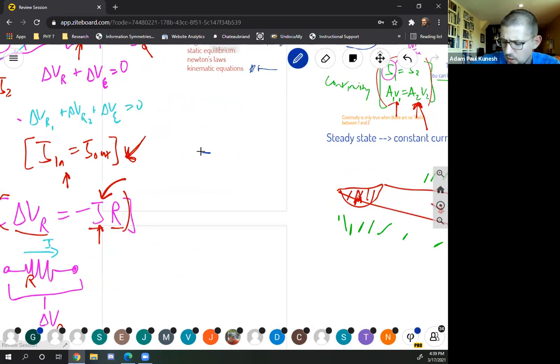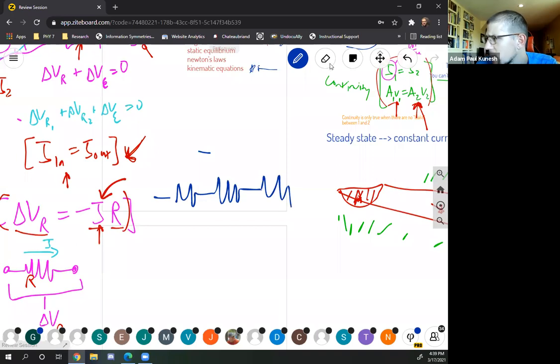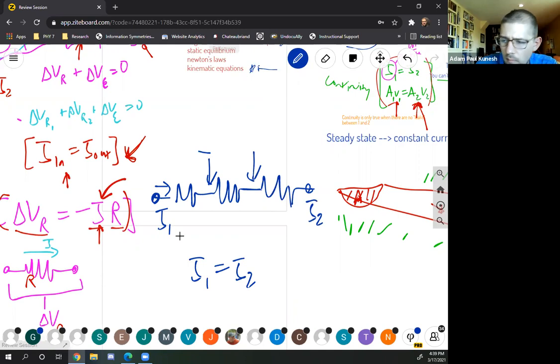So if I've got several resistors that are all in series like this, perfectly in series like this, and I measure the current over here to be I1, and I measure the current over here to be I2, then the current I1 is equal to I2. And it's the same at any point. If I measure the current at any point in a series area, the current would be the same. This is the simpler version of continuity to speak about. You can't spontaneously create or destroy charge.